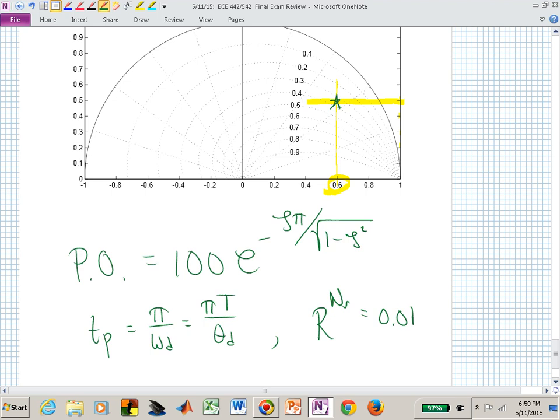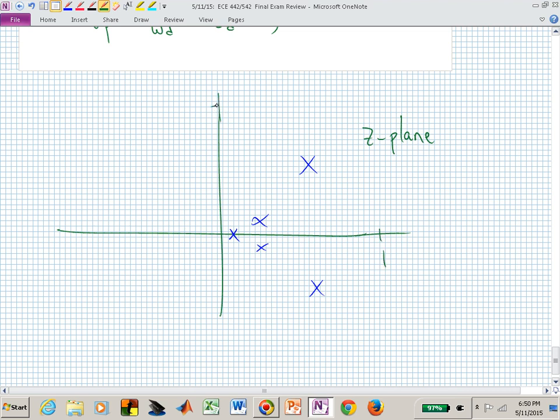Questions on second order behavior and pole locations, how to go back and forth? Again, in the real world, you may be confronted with something like that. You might have a fifth order system. This is now the z-plane. And let's assume they are all inside the unit circle. What poles dominate in that constellation of poles? The ones furthest from the origin, and in this class we've agreed we'll just concentrate on that.